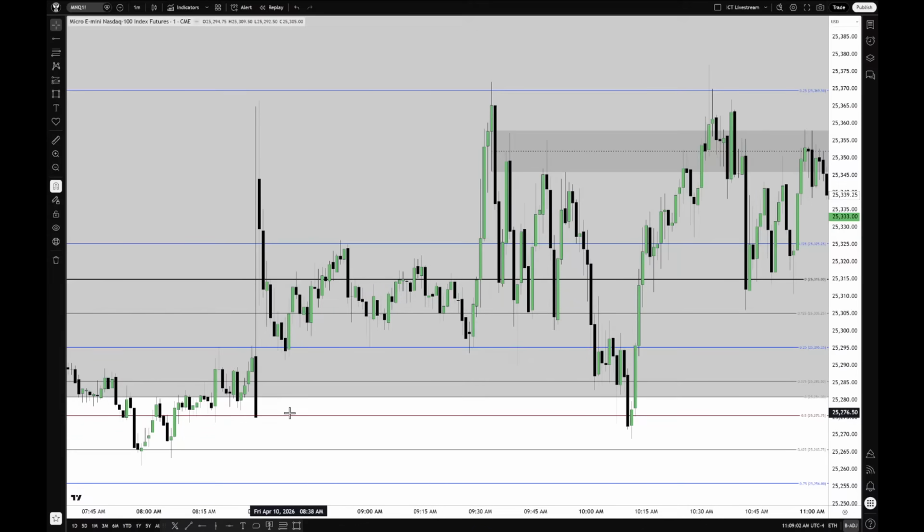Because there were three factors here. Notice the low portion of that gray box. Again, that's the lowest low of the suspension block on the daily chart. That's what we highlighted in that gray box. So we have that low, we have the CPI low, and we have relative equal lows. Well, I guess it's technically four things, isn't it? Because then we have consequent encroachment of the opening range gap.